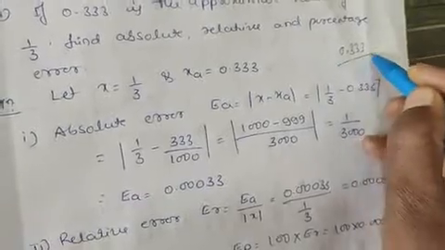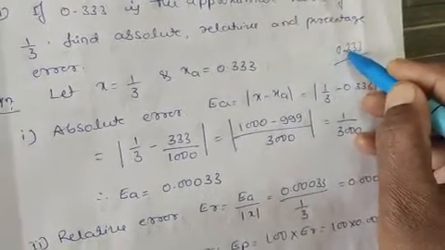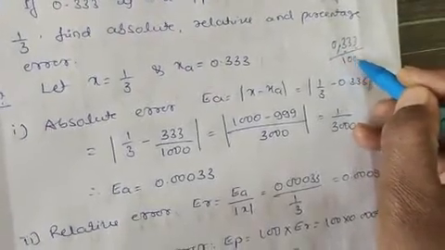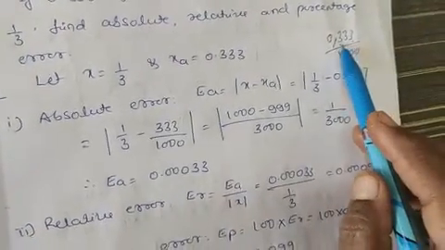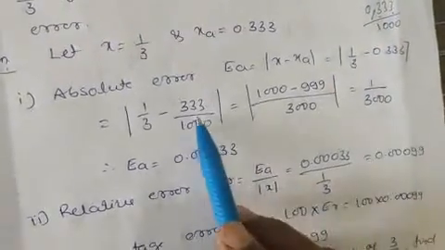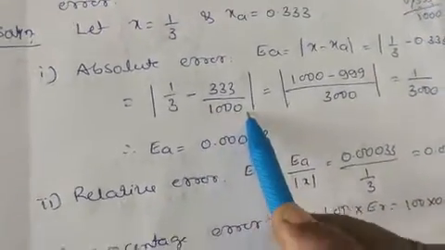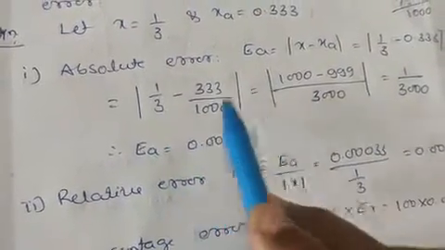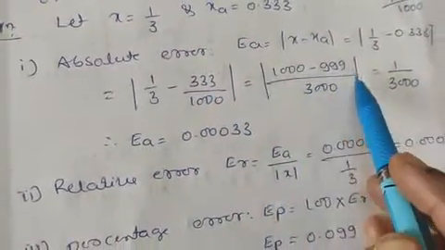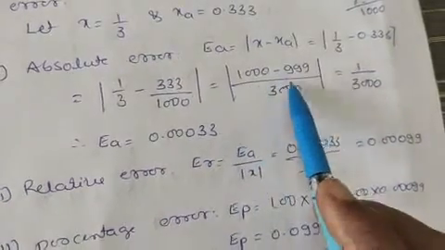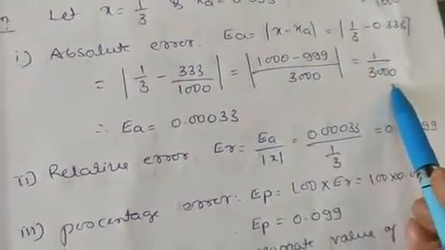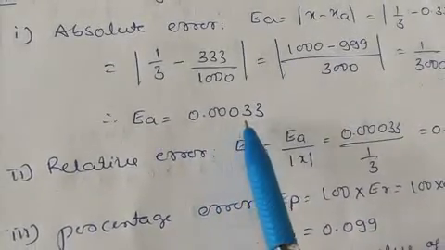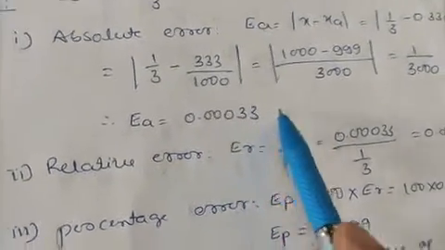0.333 is nothing but, in place of the decimal point we take 1, and the number of digits after the decimal point is 3, so it is divided by 1000. So 0.333 can be written as 333 divided by 1000. Taking the LCM, which is 3000, and cross multiplying, 1000 minus 999 is 1 divided by 3000. If you divide 1 by 3000 you will get 0.00033. This is the absolute error.